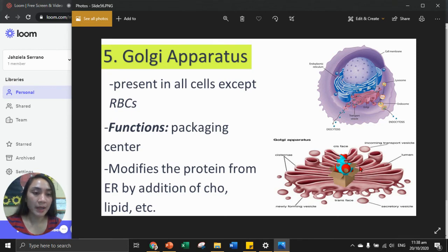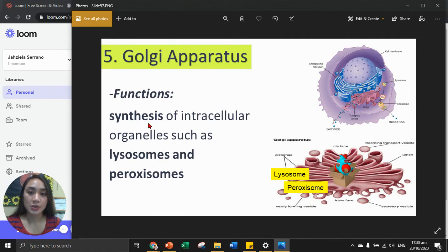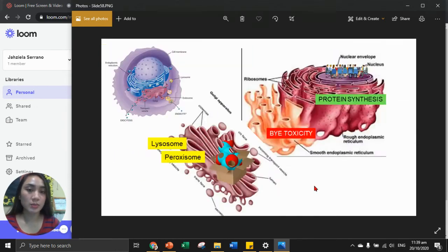So parang kumbaga parang siya yung courier, no? By addition of carbohydrates, lipid, etc. So its functions include synthesis of intracellular organelles such as lysosomes and peroxisomes. So aside from packaging, as we look here, ang other functions niya is to produce lysosome and peroxisome.